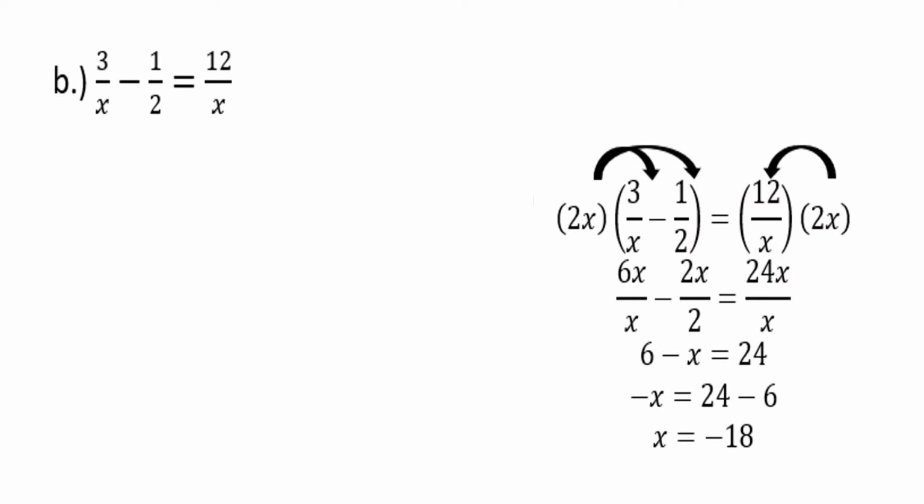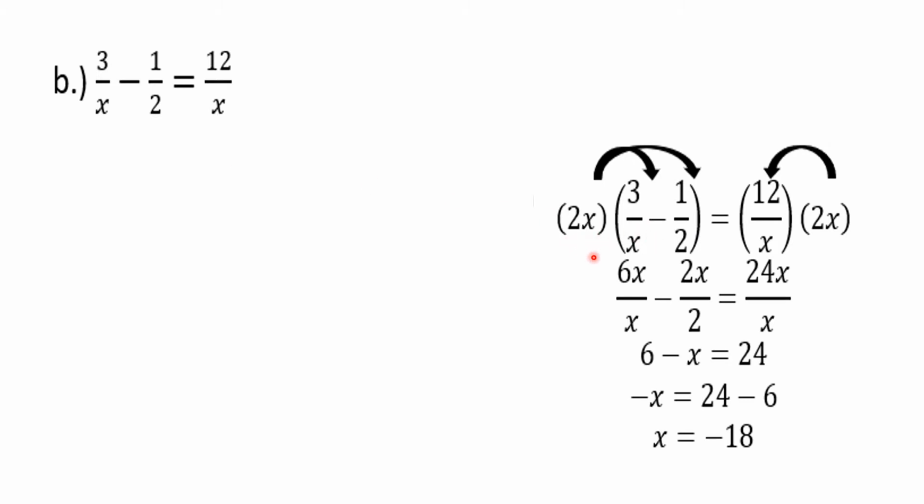3 over x minus 1 half equals 12 over x. Okay, so first is to find the LCD, which is 2x. So you just multiply the denominators 2 and x. So we have now 2x since they have a common x. So there's no need to make it 2x squared, 2x lang. Okay, and then we multiply both sides by the LCD.